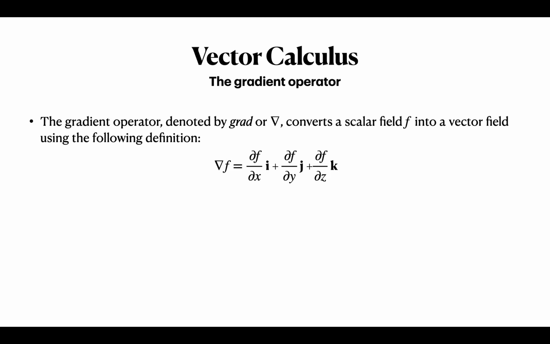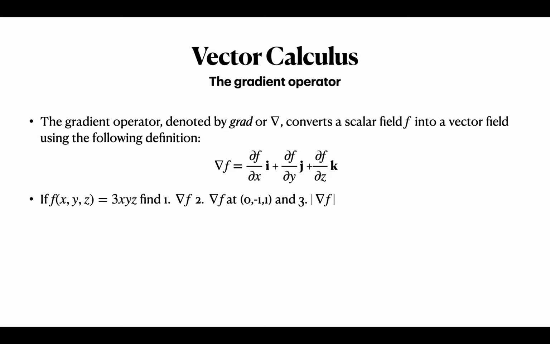Right, let's look at an example. F is a scalar field, it's 3xyz. I want you to find the gradient of F, and then the gradient of F at a specific point, 0, minus 1, 1. And then I want you to get the magnitude of the gradient of F, because the gradient of F is a vector, so it has a magnitude.